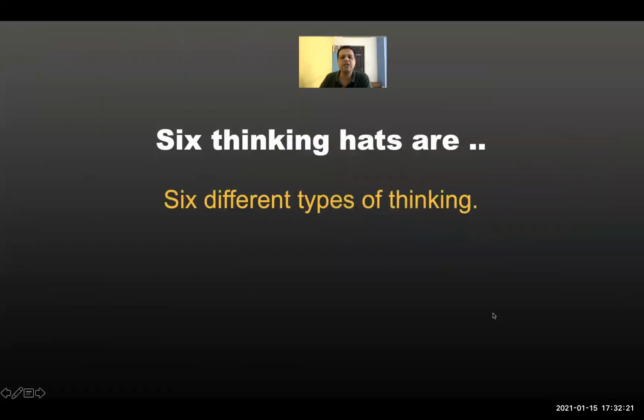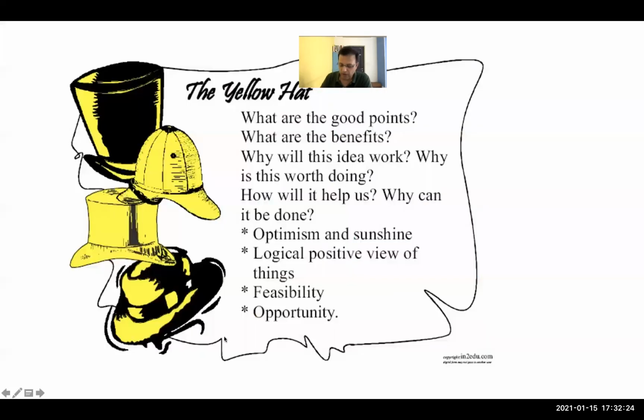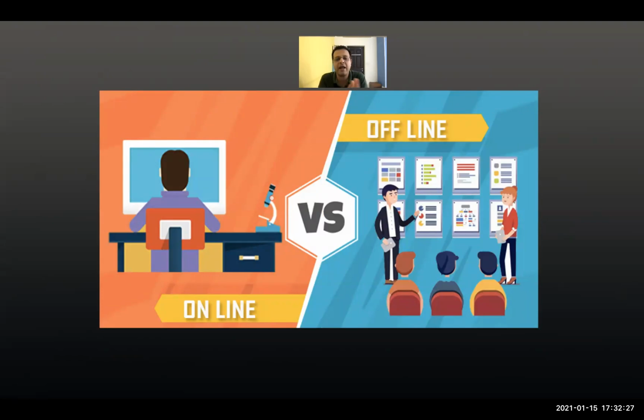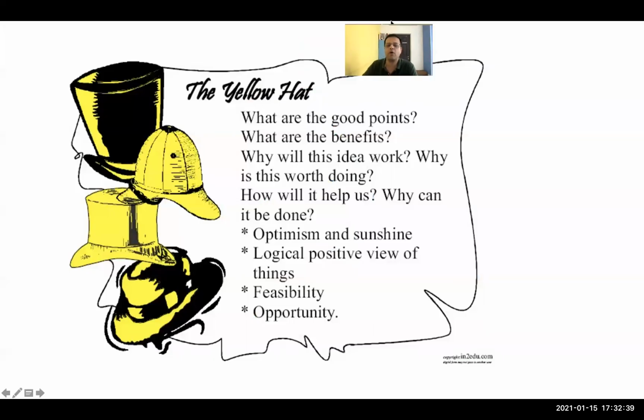Now, let's look at some of these hats, and I'll explain to you in the context of Masai School when we were planning whether it should be online or offline. Let's do a discussion around an online or an offline method of campus. It should be a campus or it should be online. Now, if someone is wearing a yellow hat, all of us are going to talk about all the good points, what are the benefits, why this idea will work, why it is worth doing, how it will help us, why it can be done. It's all about yellow. Yellow is sunshine, optimism, logical, positive view of things, feasibility, and opportunity. This is what all of us will discuss at the same time.